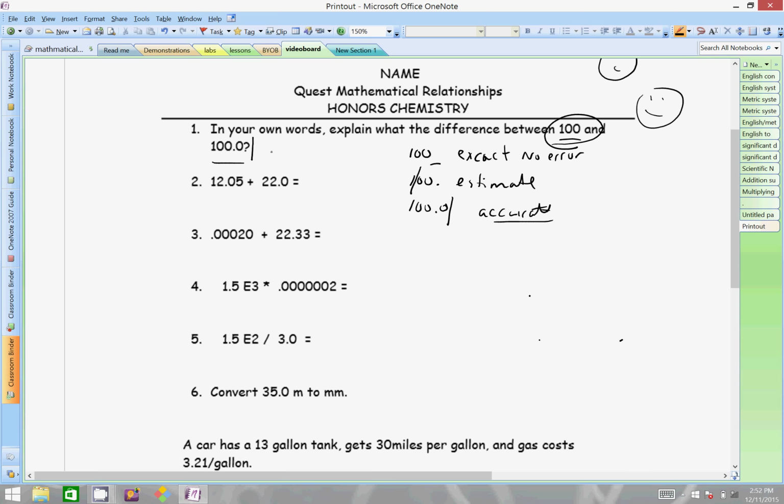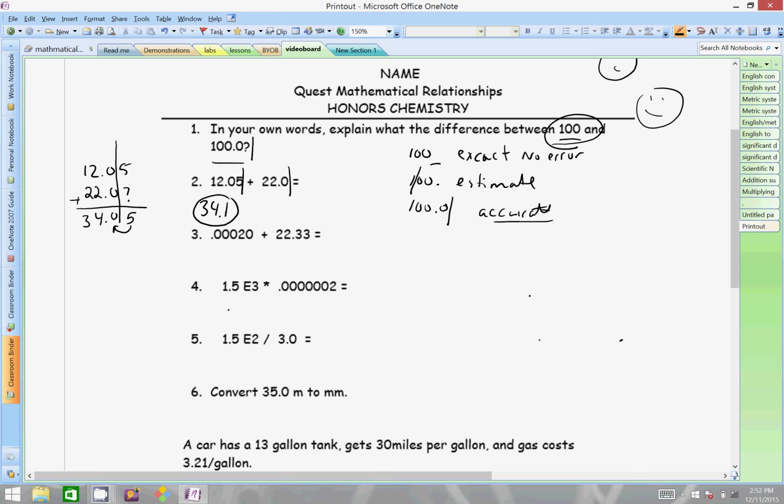Number 2, 12.05 plus 22.0. This value loses accuracy right here. This value loses accuracy right here. Add them together. The first time we lose accuracy is right at this point. So 5 plus something we don't know. Therefore, we have 34.43. Again, we don't know for sure this is 5, but we use it to round up because it is 5 or larger. So my answer is 34.1.